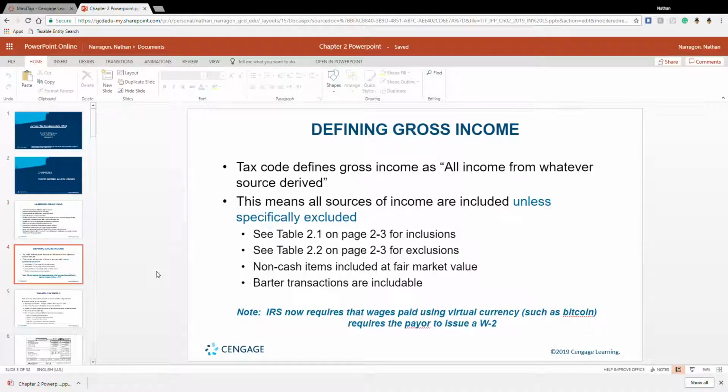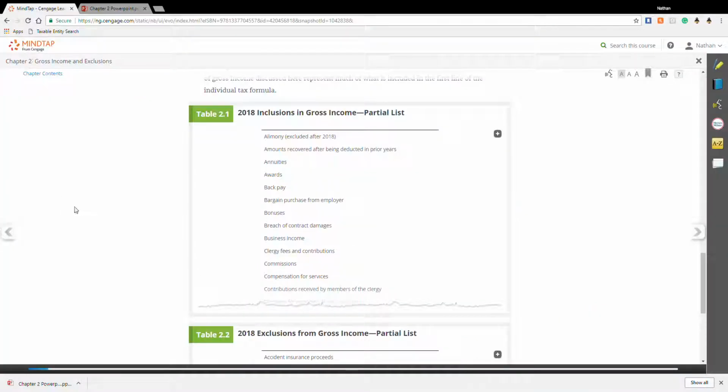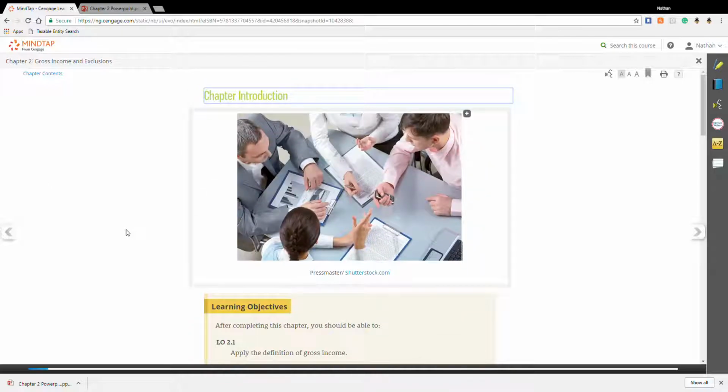So starting off, what is gross income? Gross income is basically all income from whatever source that we receive. And it's a long list. In fact, it references two tables right here that you can go find in your ebook. So let's go to our ebook. Here it is, Chapter 2.